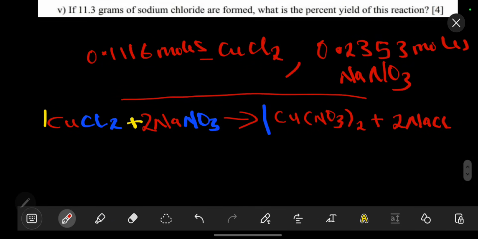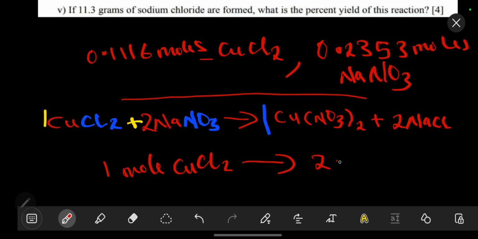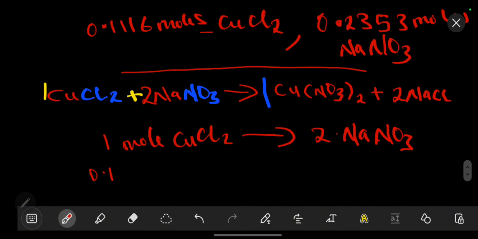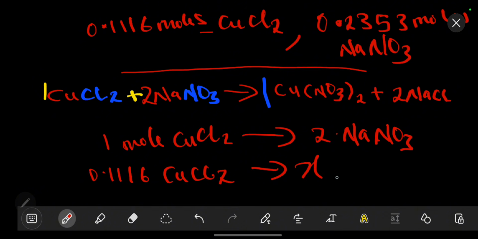So the equation says that 1 mole of our CuCl2 can only react with 2 moles. That is from the balanced equation. Then we are going to say, how about our 0.1116? How much of it can react? We are going to say x. We don't know how much it can react with.